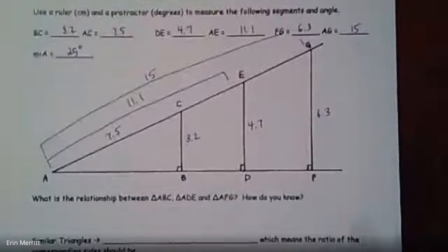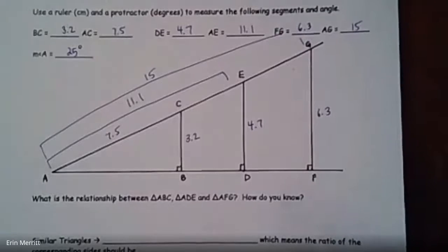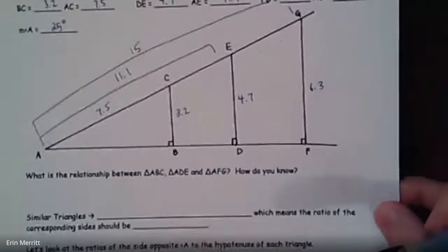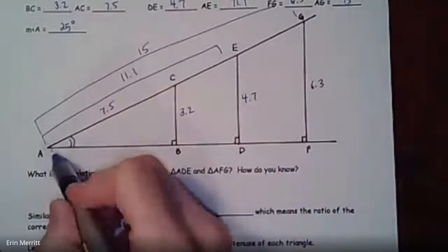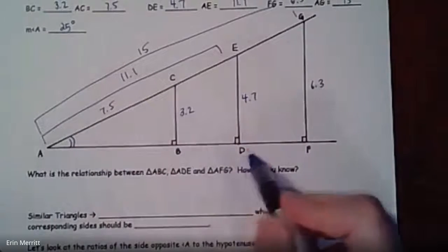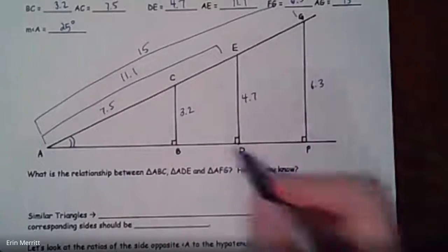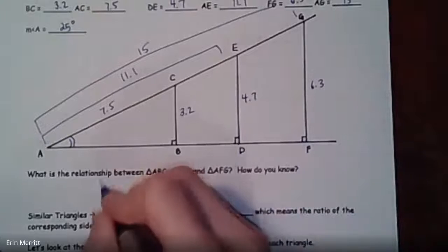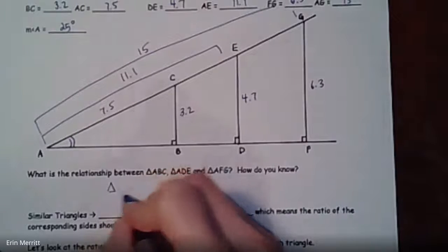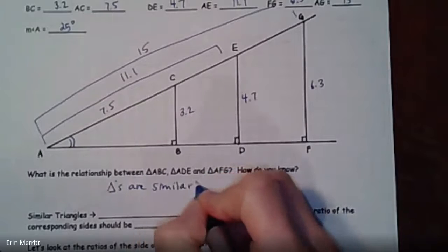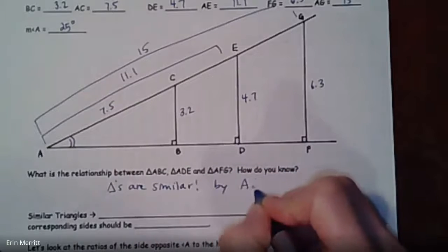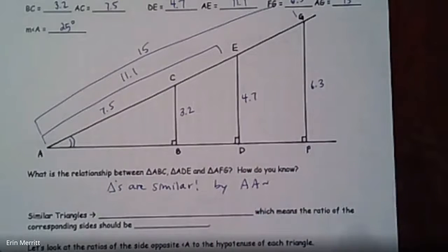All right. When it says, what is the relationship between the triangles? Well, think about the unit we just finished. They all have angle A in them. So ABC, ADE, and AFG. And then they all have a right angle. So that means all of the triangles are similar, right? It'd be by angle similarity. That's what we know there.